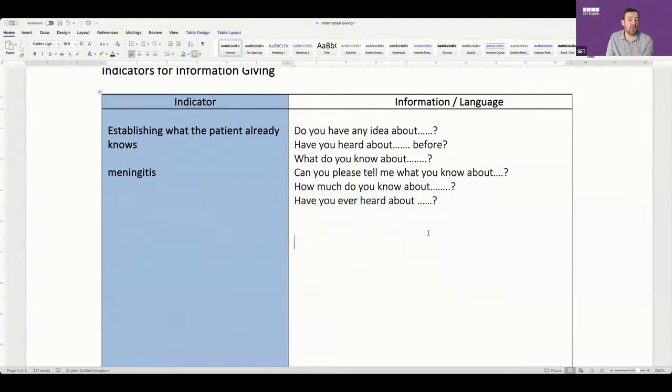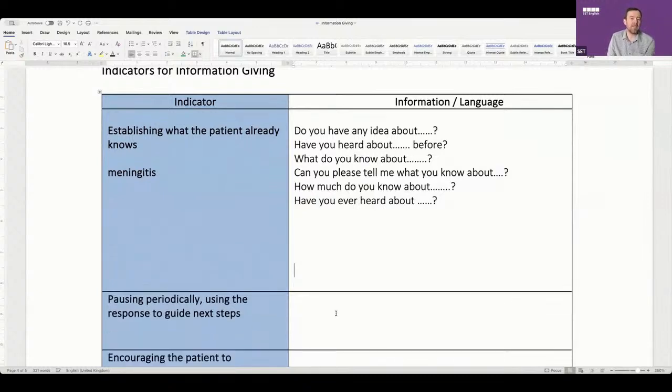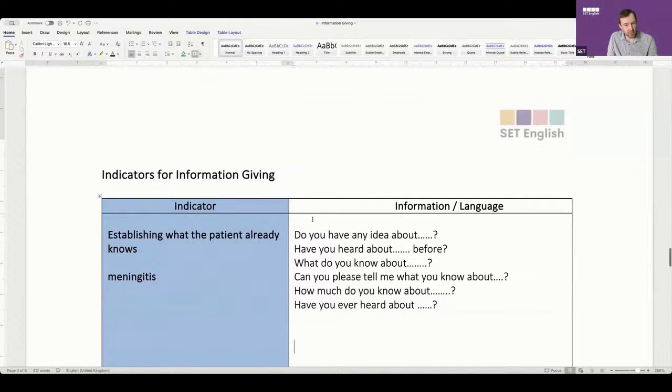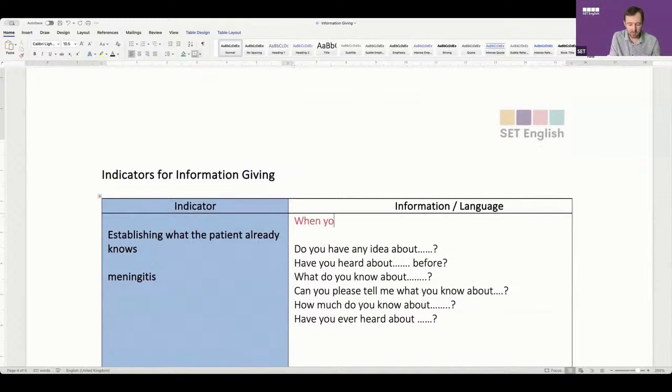So those questions are good. And you don't have to do it before every piece of information you give someone. But when you're introducing a new topic, a new explanation, yeah, so when you're introducing a new explanation or a new topic, it could be a new set of information.